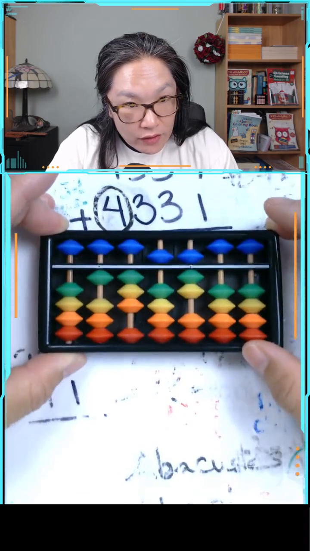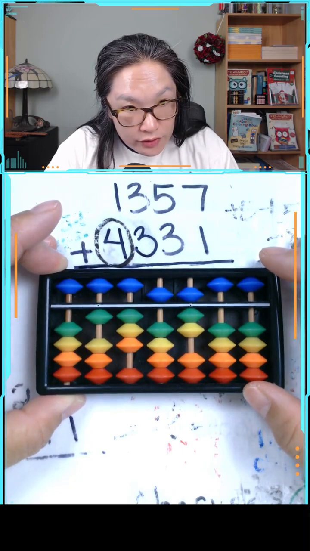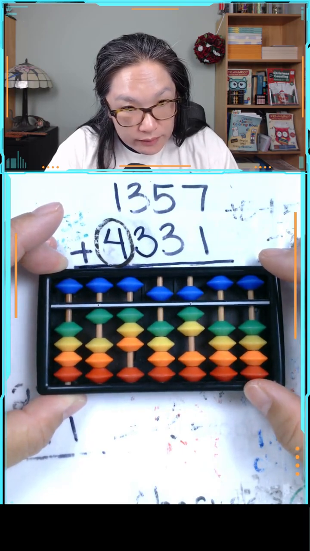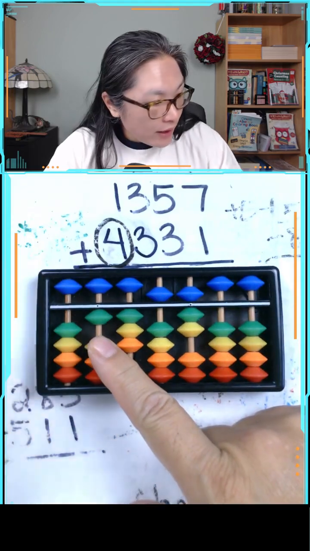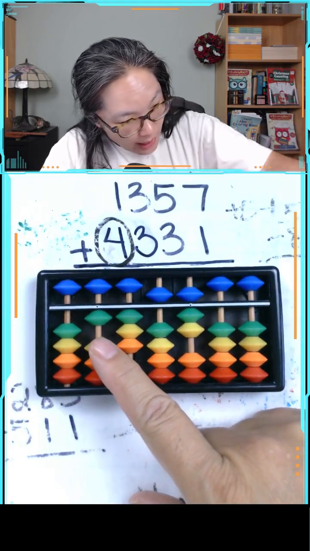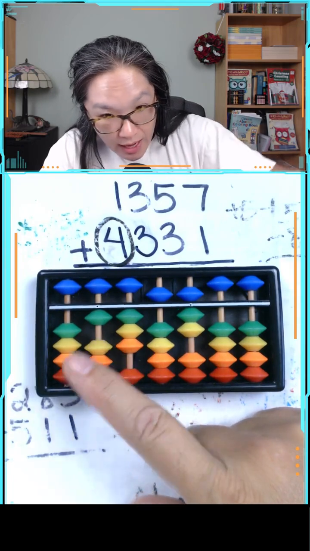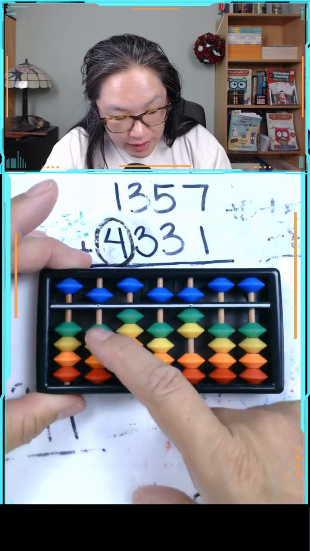We want to add 4,331. We add the 4 here, right? What we're doing is adding the 4. How do you add the 4? We know how to add the 4. Adding the 4 is plus the 5 minus the 1.